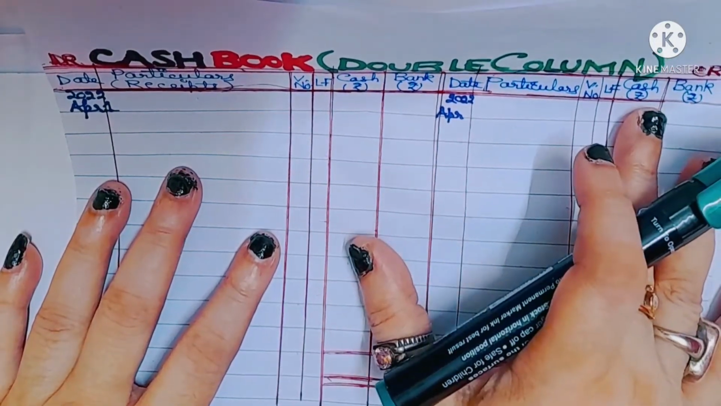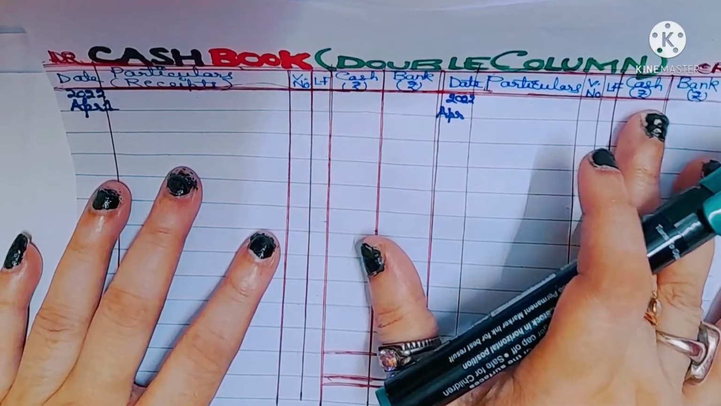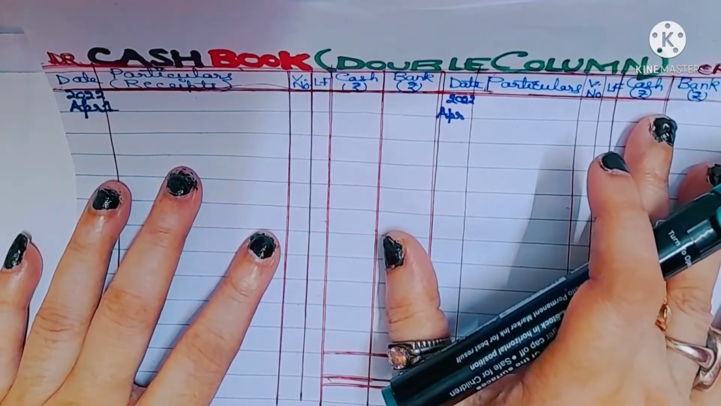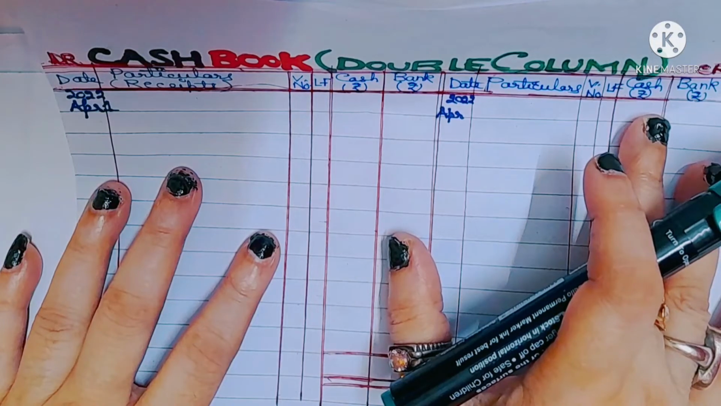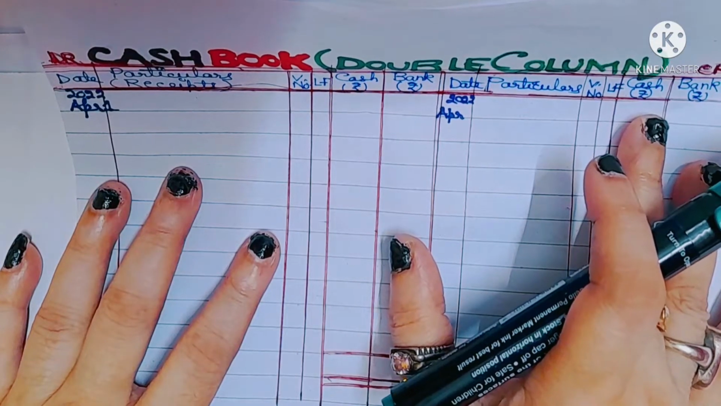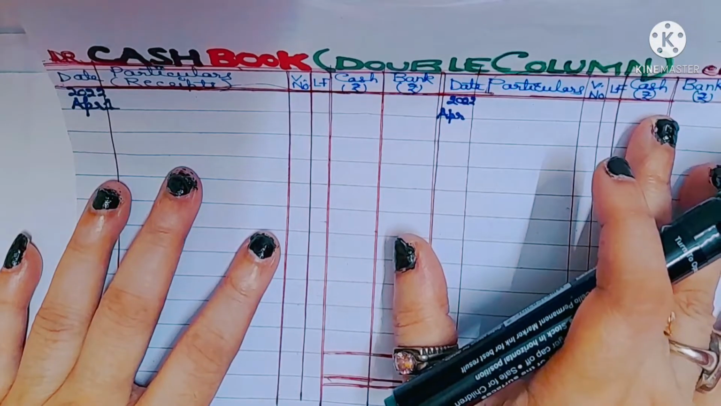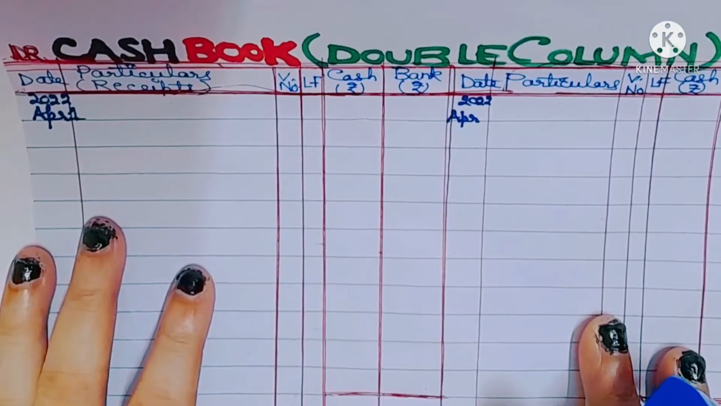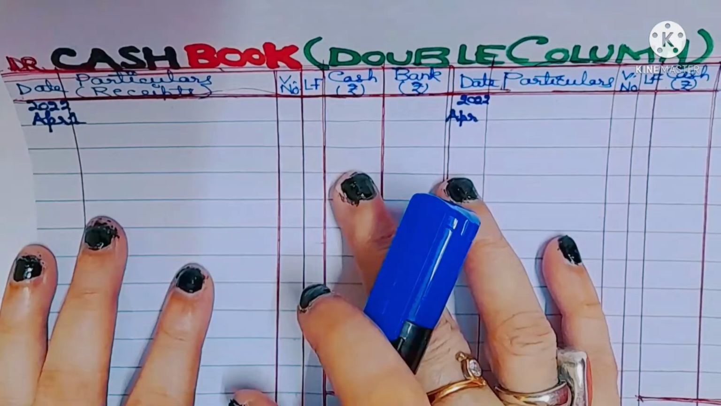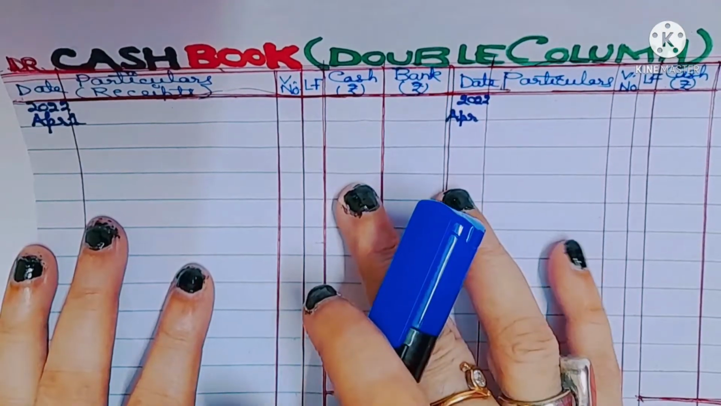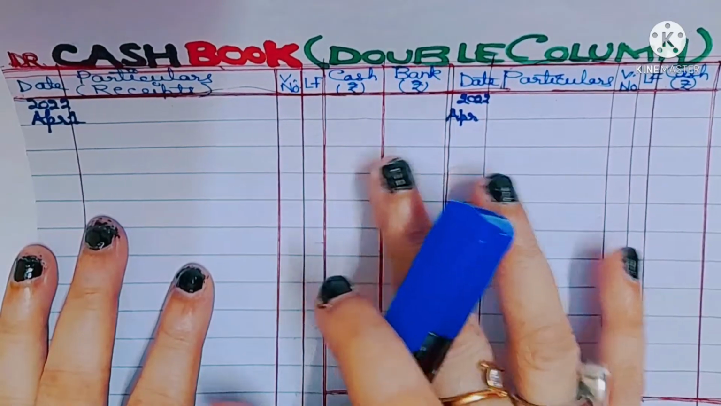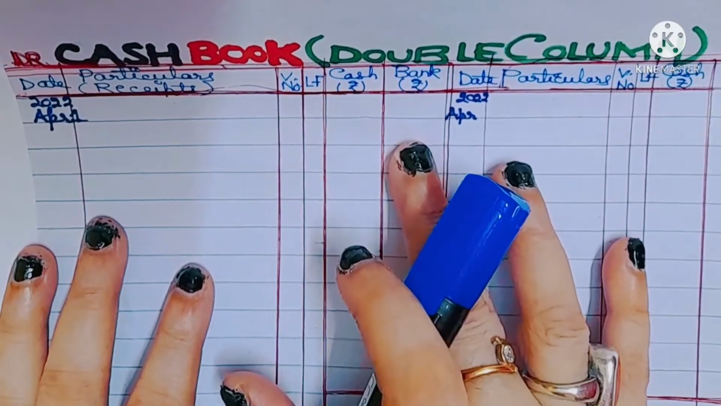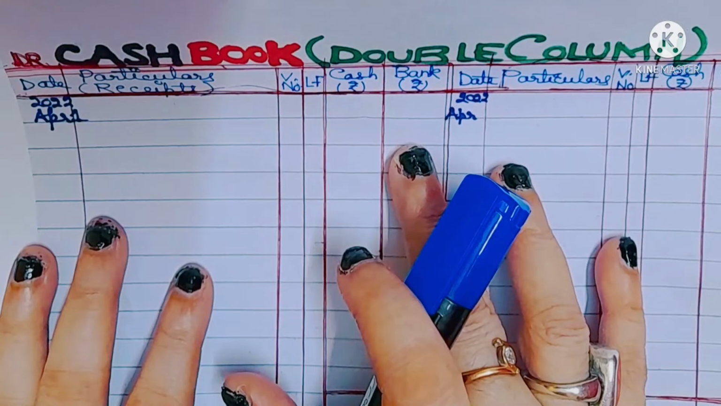In this video, I am going to discuss how to solve a double column cash book with cash and bank columns problem. So let's get started. Please remember, cash column always represents cash account and the bank column always represents bank account.